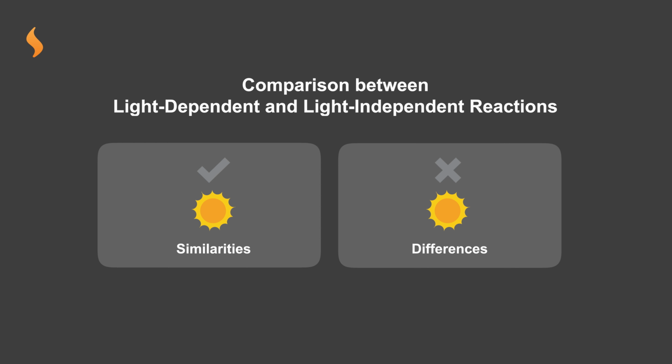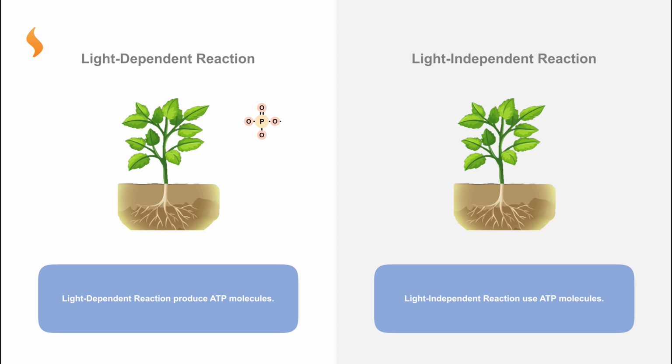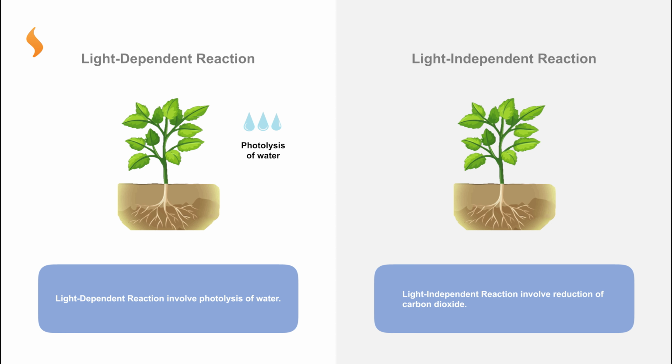Now, we will compare the differences between light-dependent and light-independent reactions. In light-dependent reaction, the reaction occurs in the thylakoids, while in light-independent reaction, the reaction occurs in the stroma. Light-dependent reaction produces ATP molecules. Light-independent reaction uses ATP molecules. Light-dependent reaction involves photolysis of water. Light-independent reaction involves reduction of carbon dioxide.